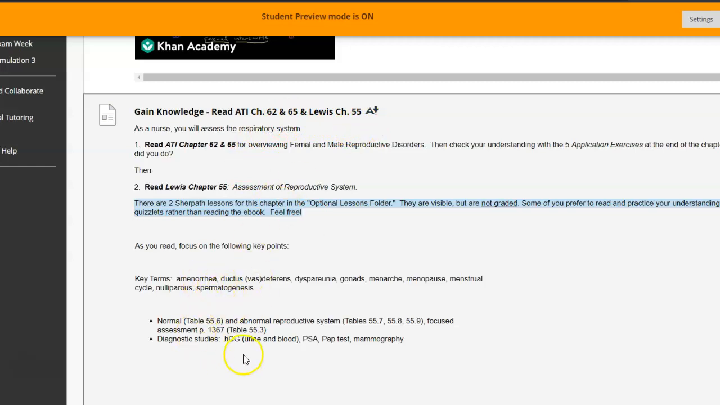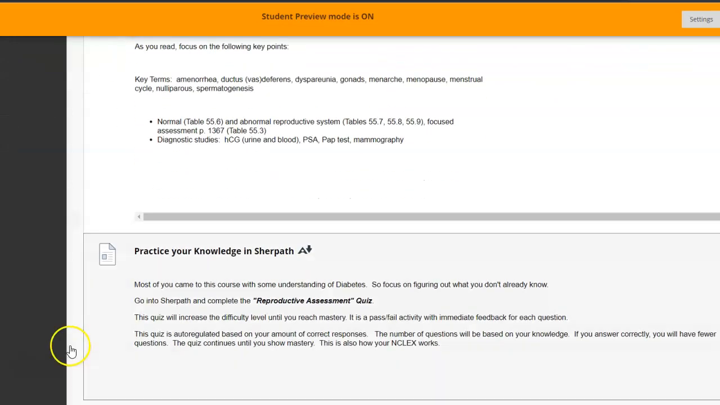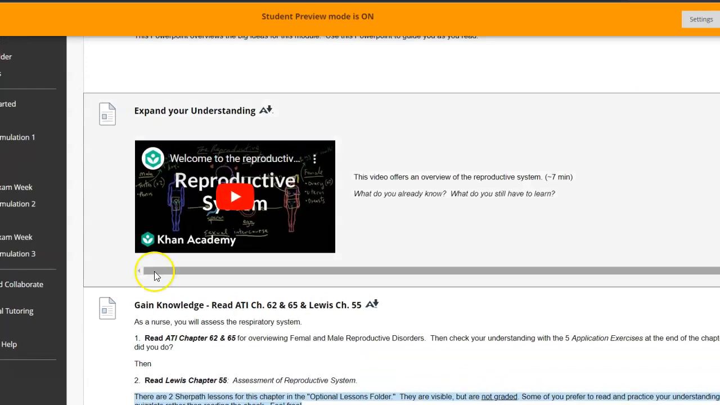Here are our key terms, and then our tables to study and focused assessment, and then our diagnostic studies to review. And then again, you're going to go practice your knowledge in SurePath with the Mastery Reproductive Assessment quiz.